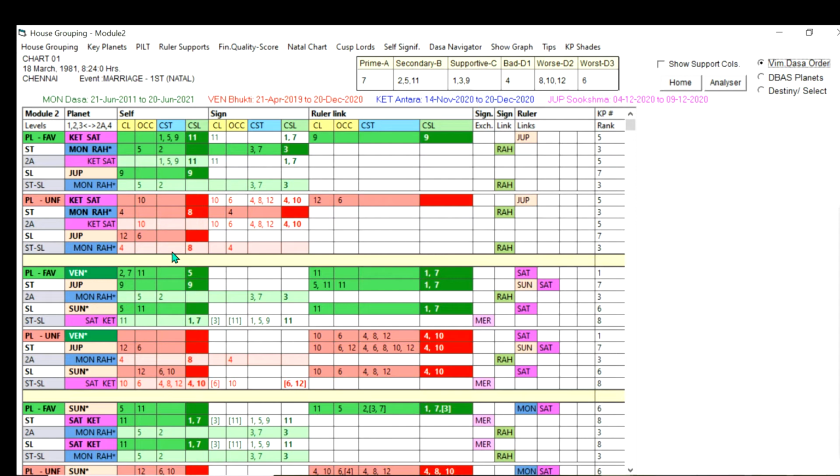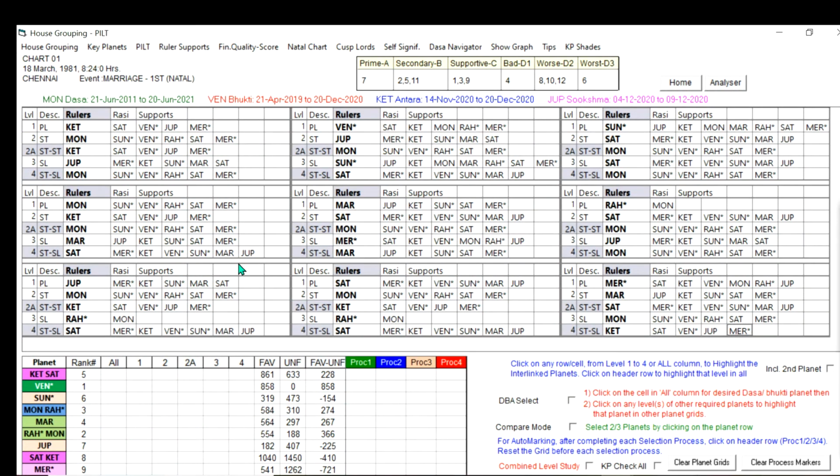That way we used to check in the classic version while studying the house grouping. If you go to the PILT, the same concept we can apply in this. It means identifying the significators which are having these strong key planets, that is Venus and say Rahu and Moon. You can see that the software itself is showing that Venus is the first rank key planet, Rahu is the second rank key planet, Moon is the third rank key planet. So if we are able to identify the planets having these planets in the star lord and their sublord, definitely those planets will be good significators.